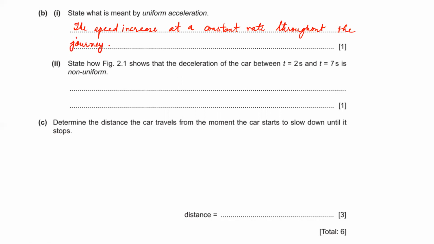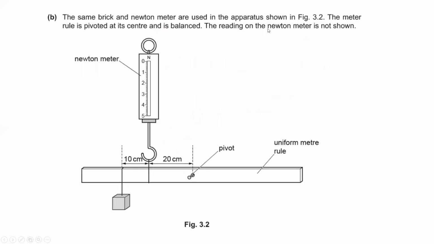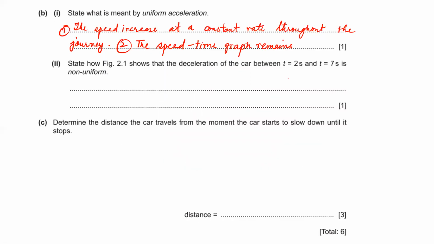You can also say the other way, because we are given a graph, you can write one. The other way of saying it is that the speed time graph remains constant or the same. Any definition you can use for that.